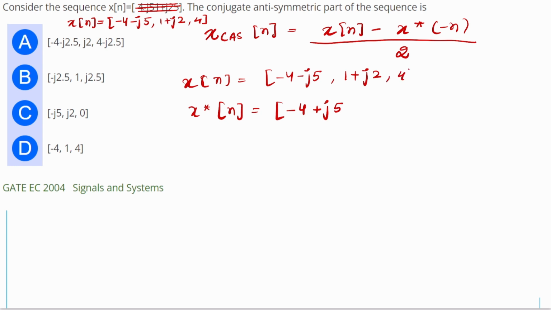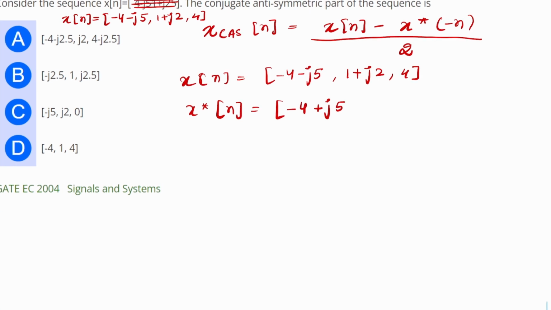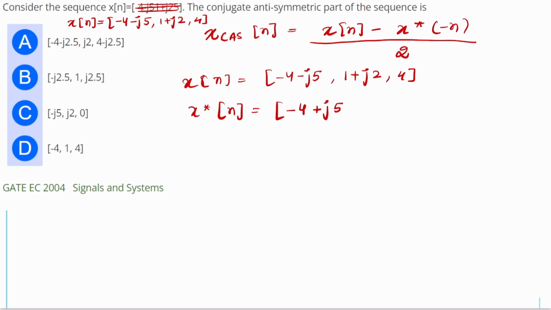Now if we find the conjugate, how do we find it? Suppose the signal is given like this, plus 4 minus j. You have to take the imaginary part, and whatever sign it has, if it is negative make it positive, if it is positive make it negative. That is how you find the conjugate. So let's write the conjugate of the other signal.